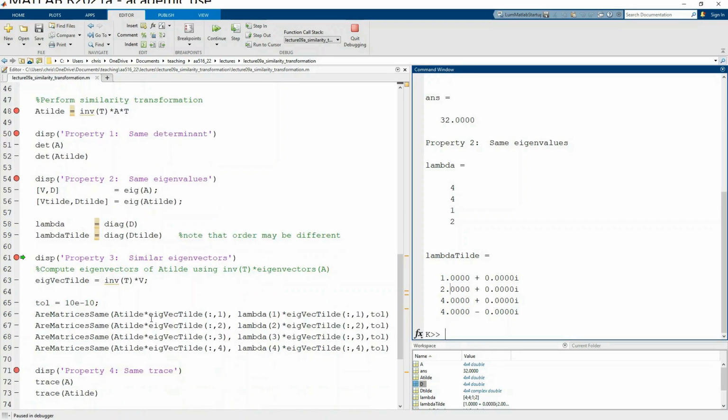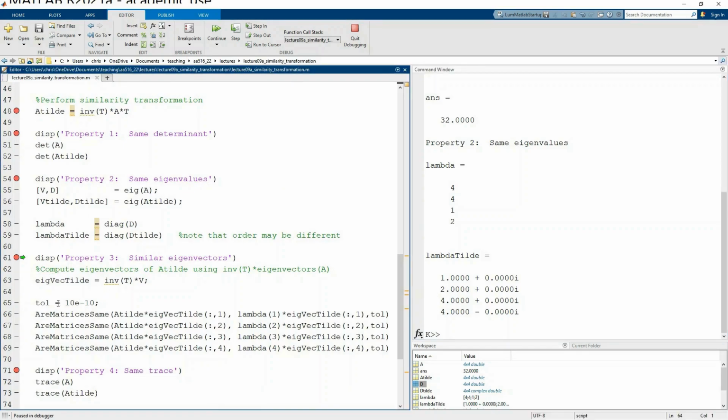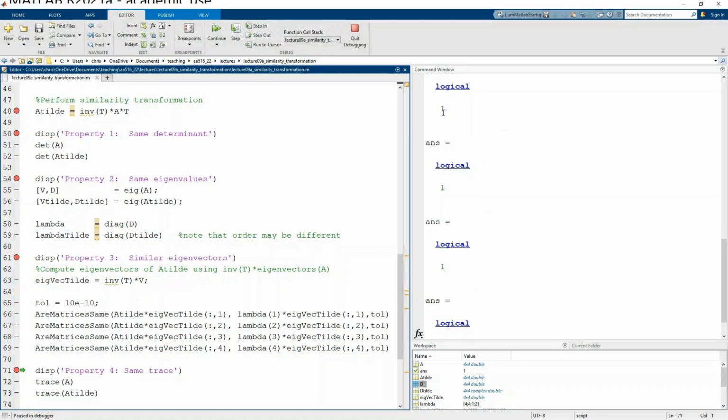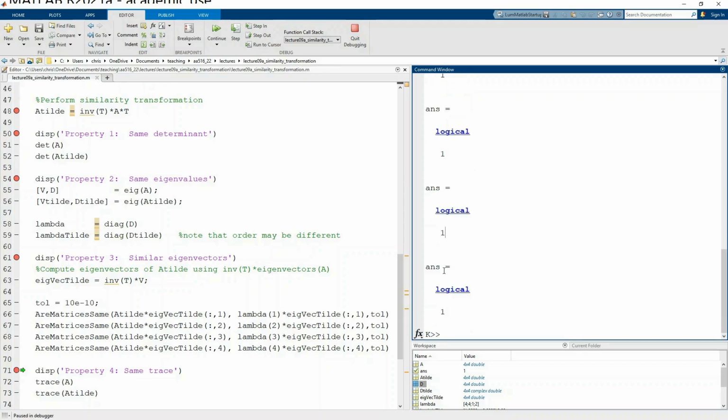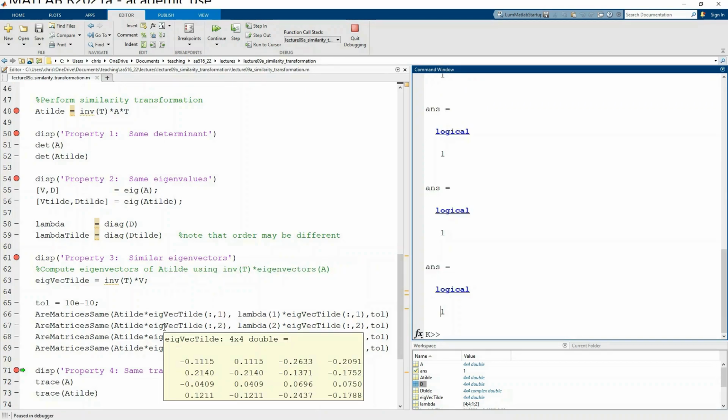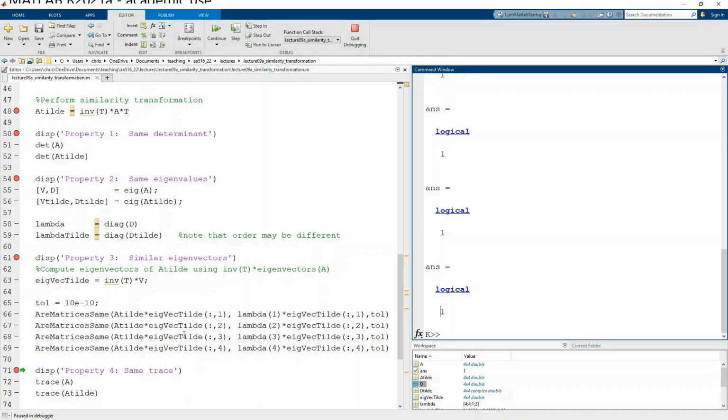Same eigenvalues. And again, we can do the eigenvectors. Let's go ahead and compute the eigenvectors. So again, I'll just hit F5, run through all these, and we see that, yep, checks out 1, 2, 3, 4. So all 4 of these eigenvectors, they are eigenvectors of the A tilde matrix.